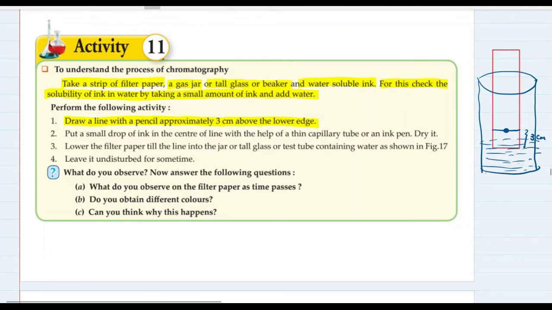Leave it undisturbed for some time. What do you observe on the filter paper as time passes? Do you obtain different colors? Can you think why this happens?